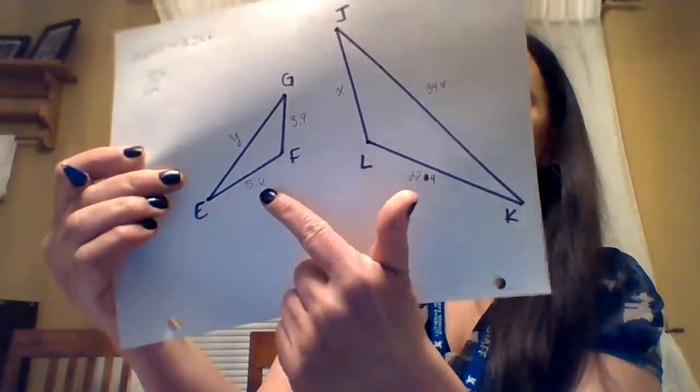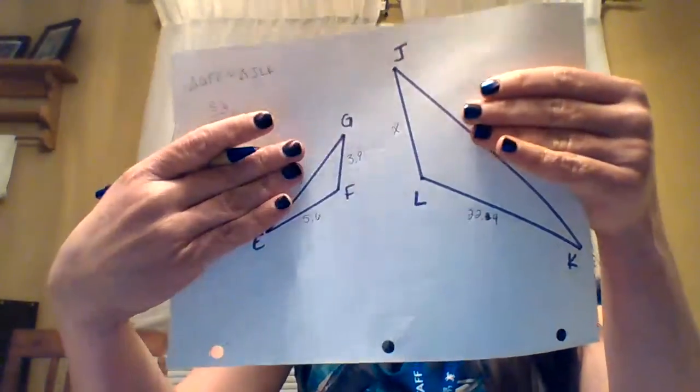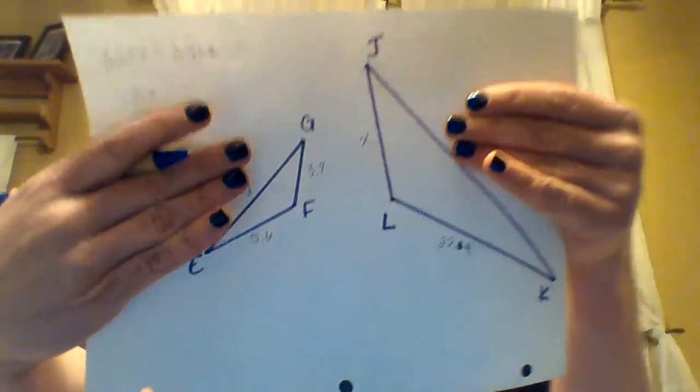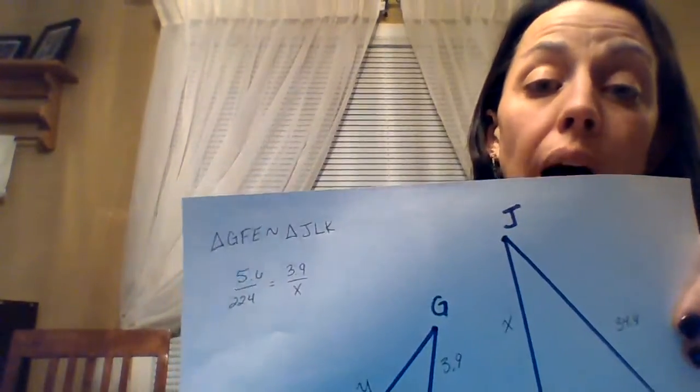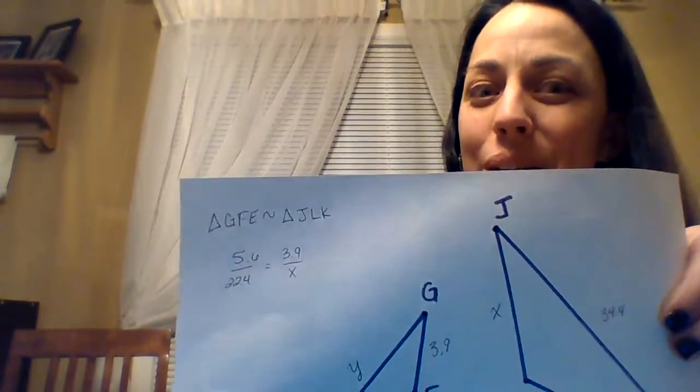So since I did short to long, I'm going to have to do short to long. And right now, if I cover these up, I am finding X. So that would be 3.9 over X, because X is on the long one, 3.9 is on the short one. And now that I have that set up, we have a cross multiply ratio set up like we did a few days ago when we were still all in class together.